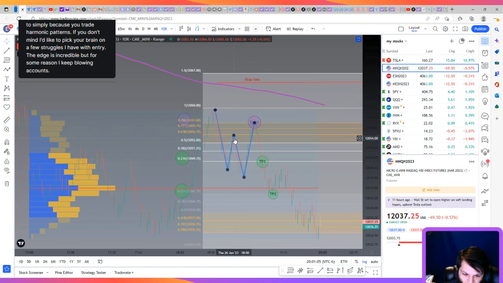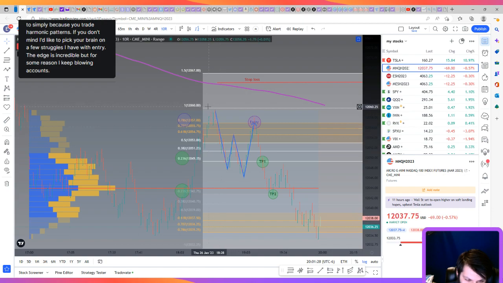Okay, so I drew this out, but basically what I do is I see the pattern forming. Boom, boom, boom. This is formed. We're starting to come up in here. I say, okay, it's time to draw my Fibs. What I do is I come over here and I go to my Fibs, and then I draw it from the top to the bottom of the structure.